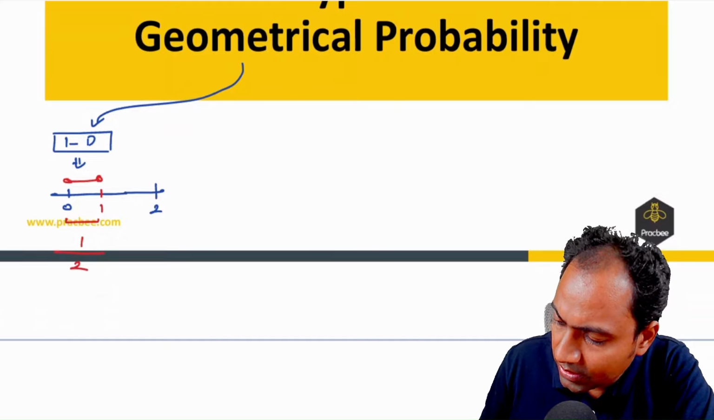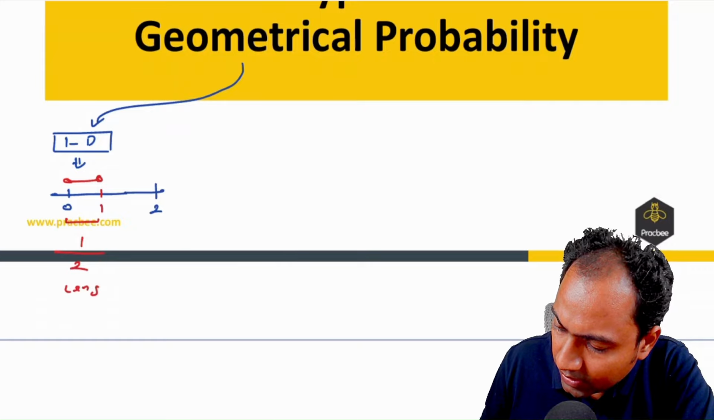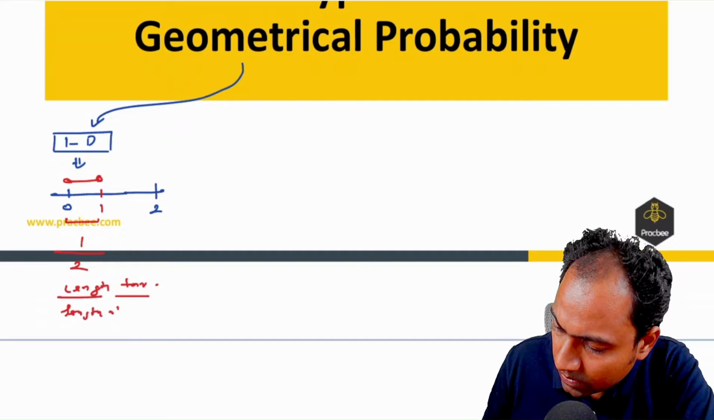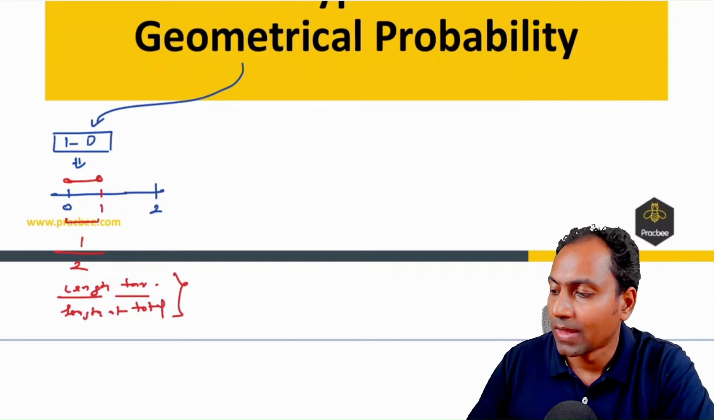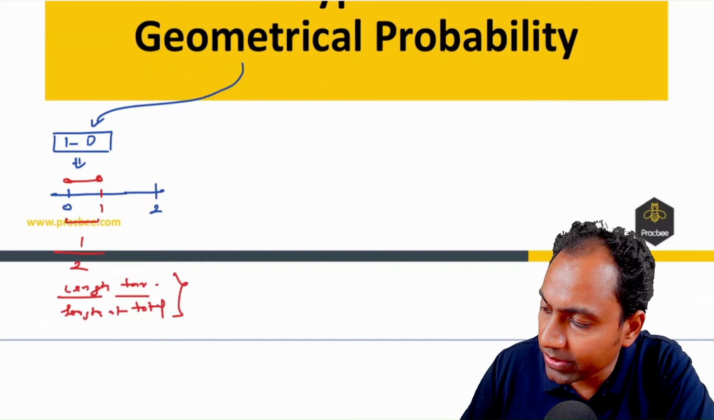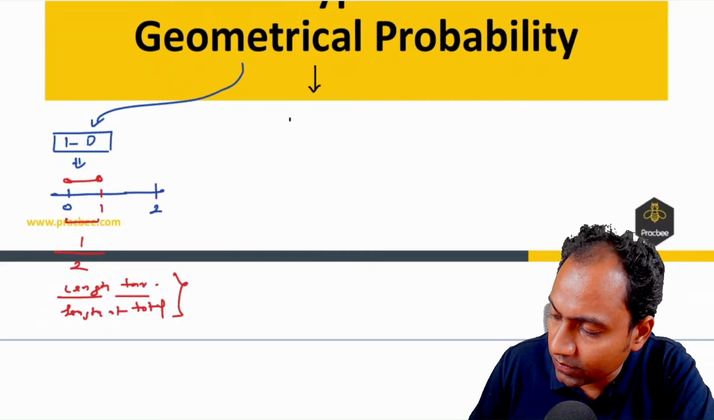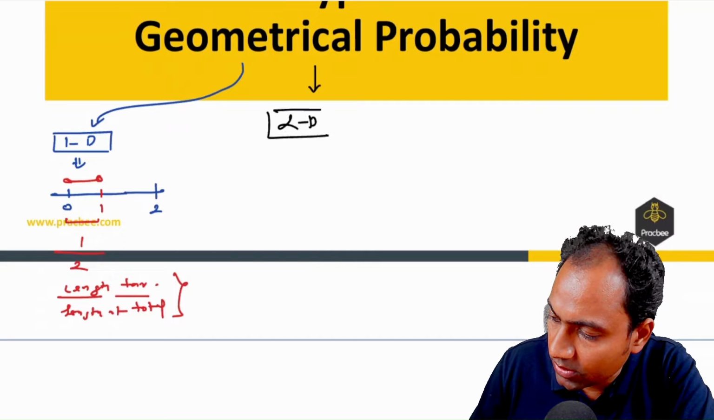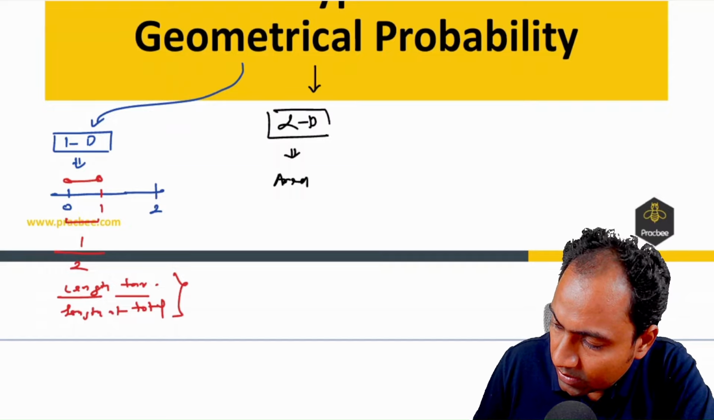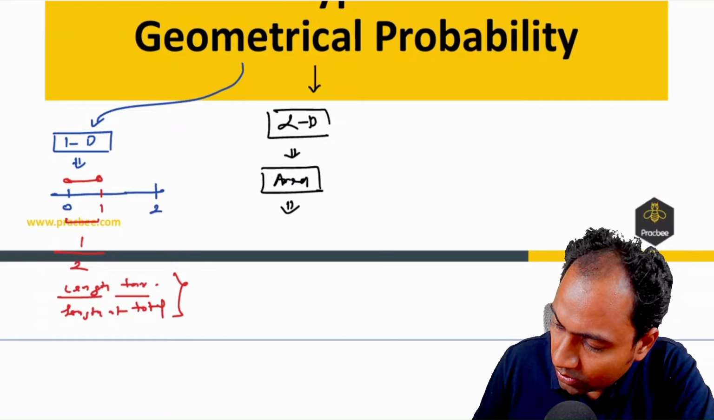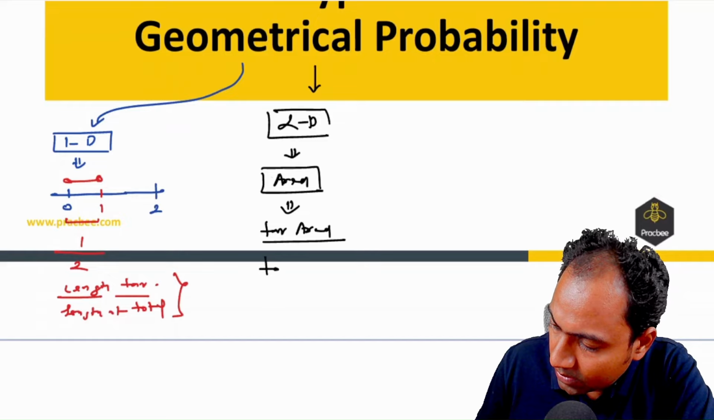So in one dimensional, the concept is length of favorable divided by length of total. This is the formula that we are going to use. Another case in the same scenario is nothing but the one based on 2D. So if the question talks about 2D scenarios, in this case, we are going to discuss areas. So what we are going to do is we are going to write favorable area by total area.